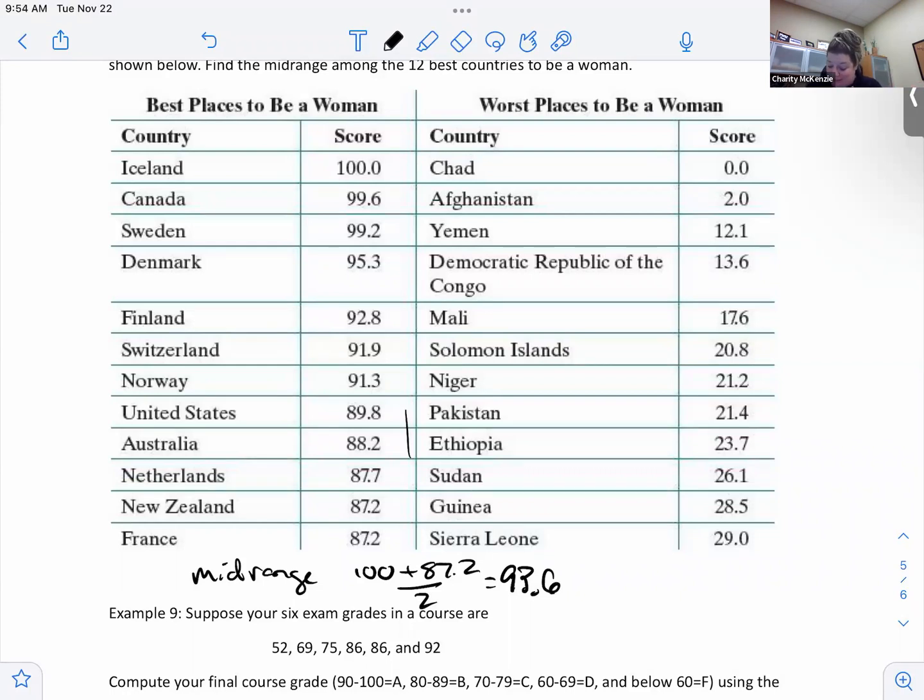Pretty easy to do. Now the mid-range over here, the lowest is 0, plus the highest is 29, divided by 2. So I get 14.5. Again, I love this method if you don't have outliers. It's great, super quick. Still finding the middle. It's still looking at the middle. It's just a different way.